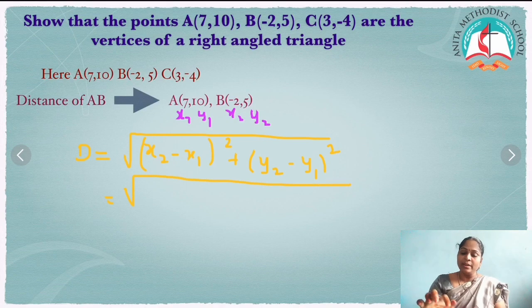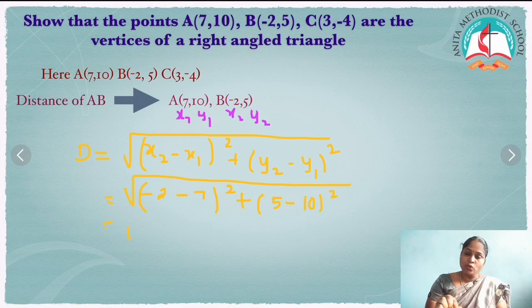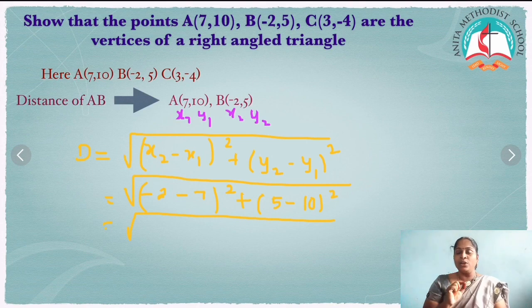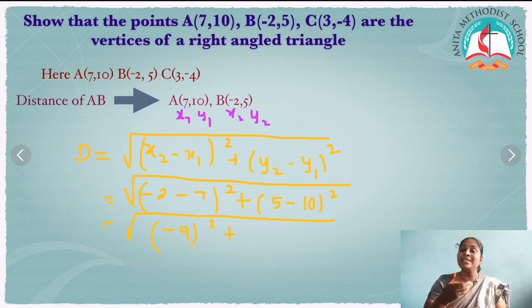What is x2? It is minus 2, minus, what is x1? 7, the whole square, plus, what is y2? 5 minus, what is y1? 10, the whole square. Now minus 2 and minus 7 are both negative, so we need to add. So we get minus 9 the whole square plus 5 minus 10. Yes, it is minus 5, because 10 is bigger than 5. So minus 5 the whole square.